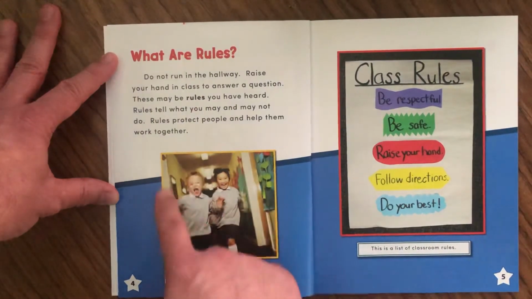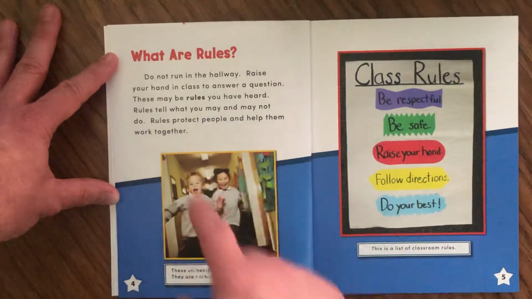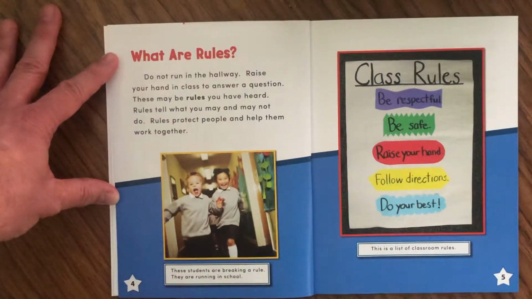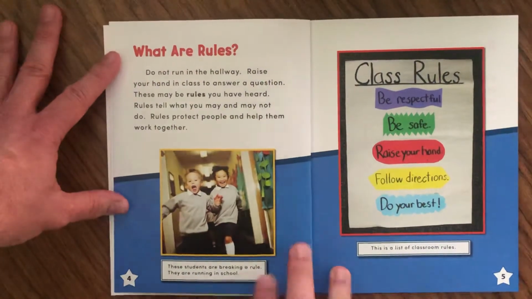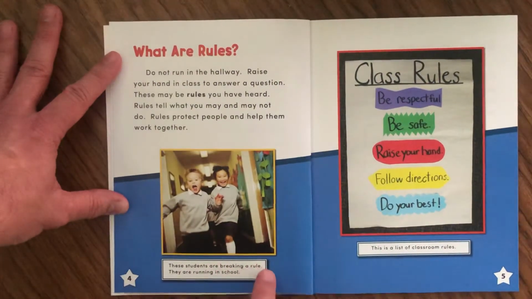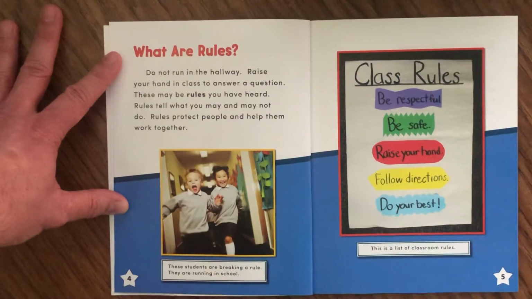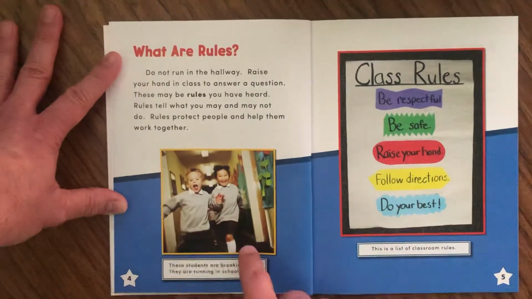And on this page you can see a picture, and it's an actual picture of kids. Looks like they're running in the hallway. And underneath the picture is a caption. And the caption says, "These students are breaking a rule. They are running in school." So you're going to see diagrams, pictures, and illustrations, and captions in nonfiction books explaining what things are. And this is a caption, it's explaining this picture.